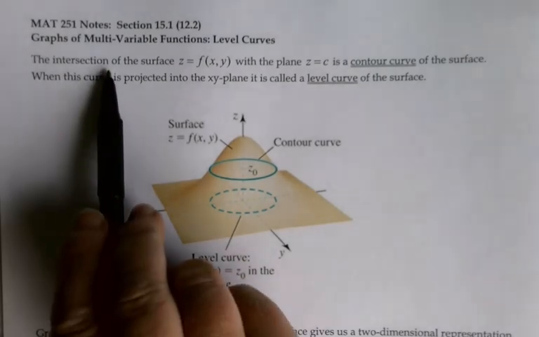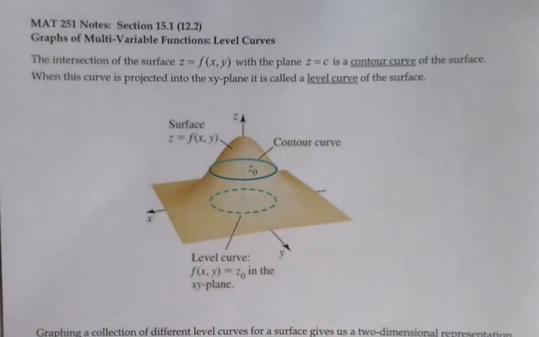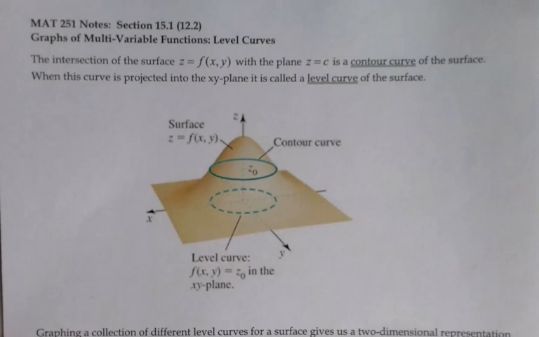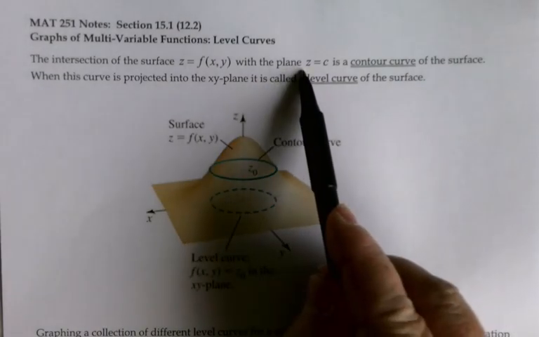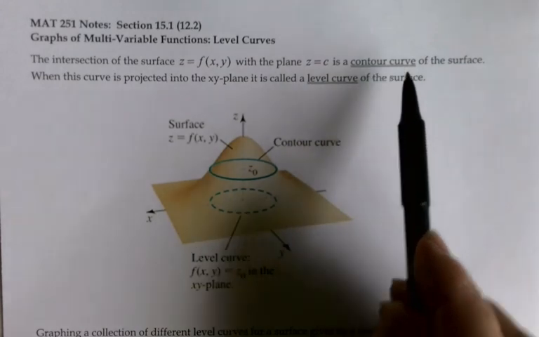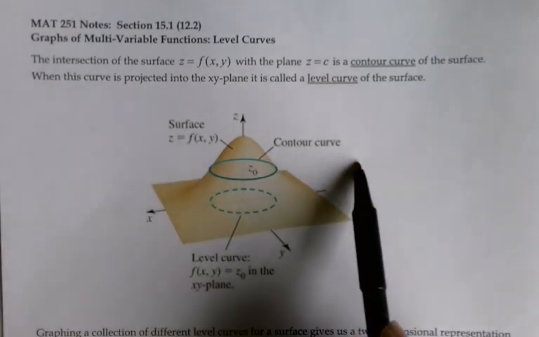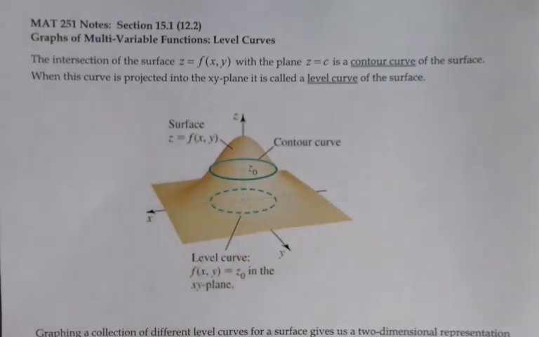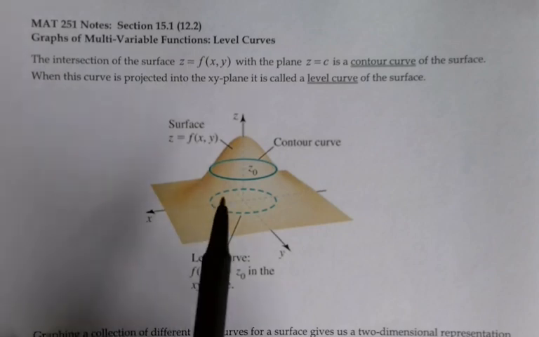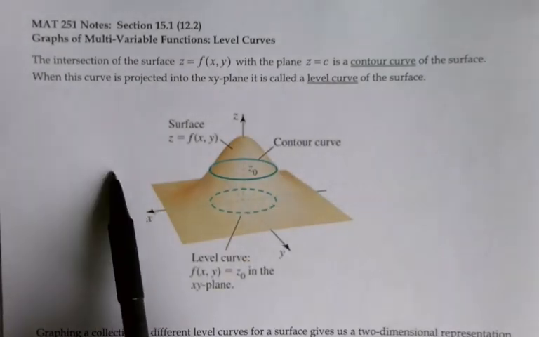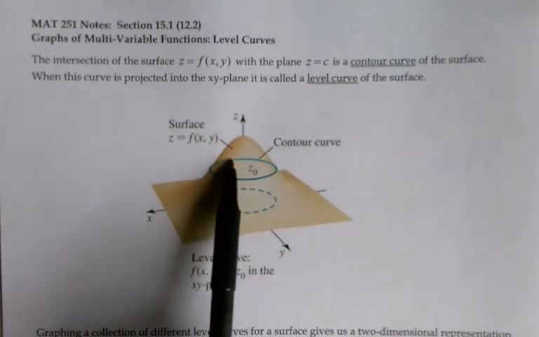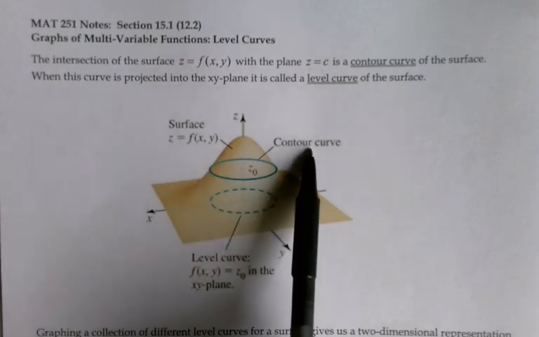Mathematically, the intersection of a surface, z equals f of x and y, represented by this sort of hill-shaped surface here, with the plane z equals c, a horizontal plane slicing through our surface, is called a contour curve of the surface. They didn't actually draw the plane in this one, they did so more at the bottom of the page. But if you imagine that horizontal plane, z equals a constant, slicing through this hill, then this elliptical shape right here is called the contour curve.